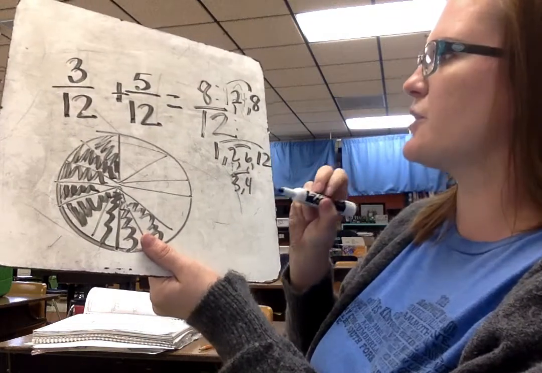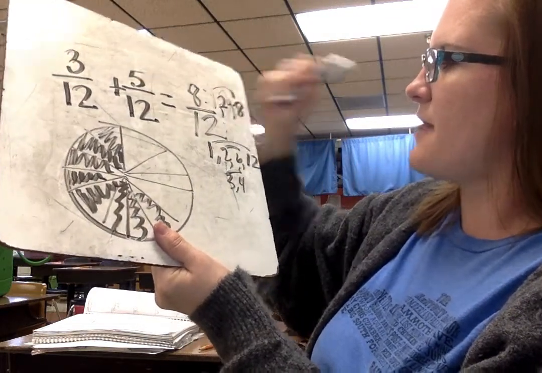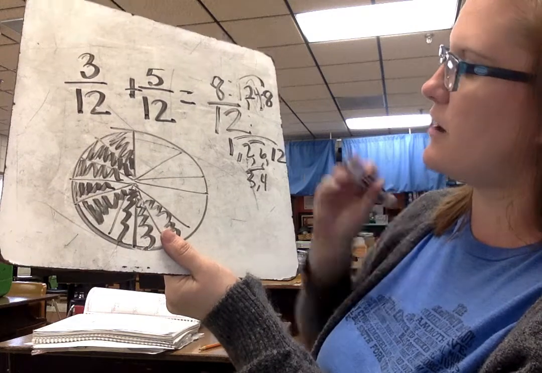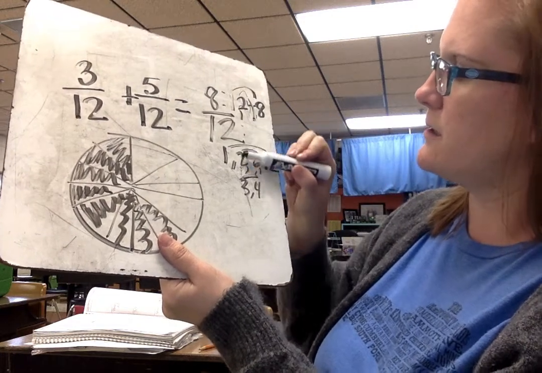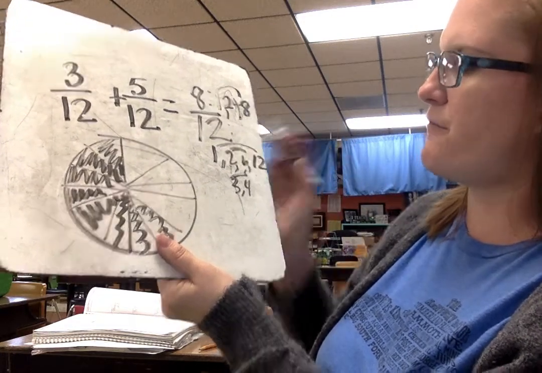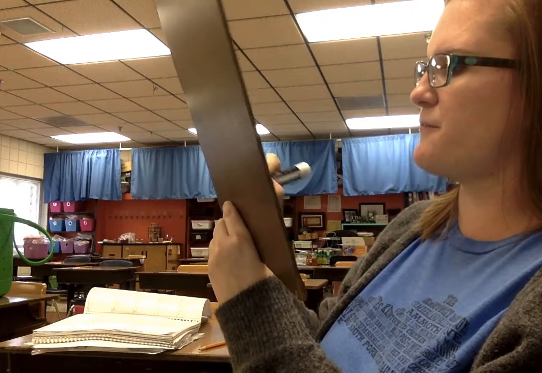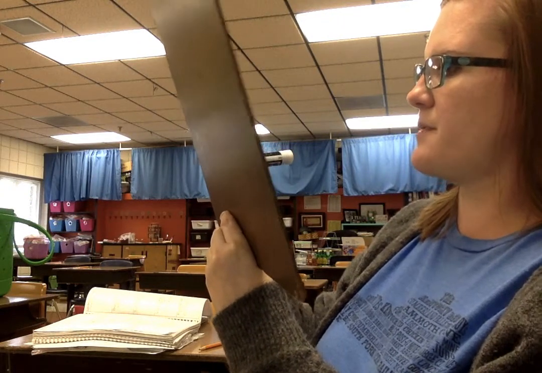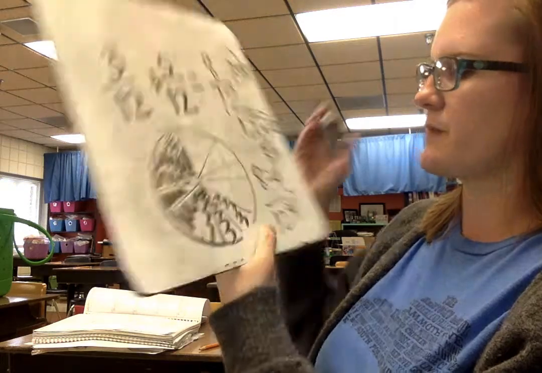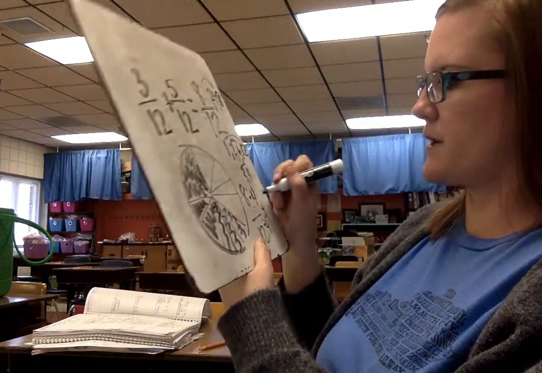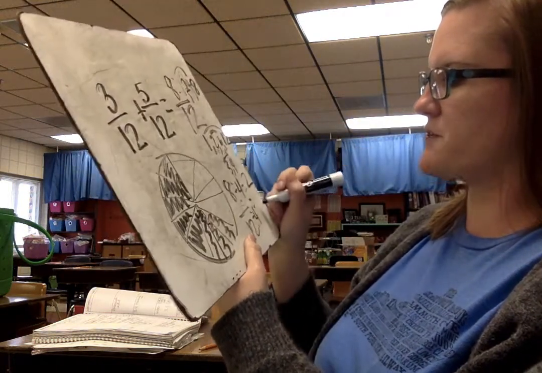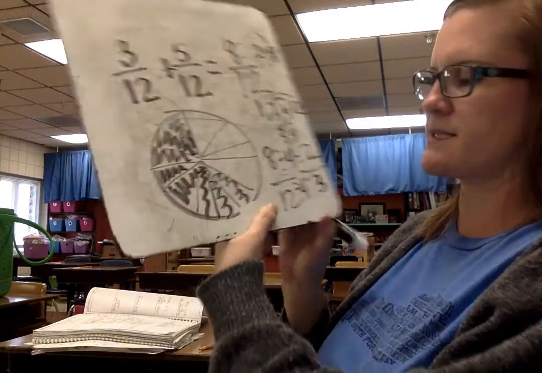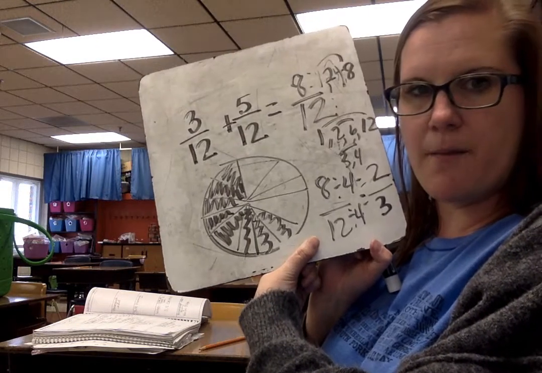All right, so if I look at these, I see the factor they have in common would be the 4. So I'm going to take the 4 and divide them both by 4. 8 divided by 4 would equal 2. 12 divided by 4 equals 3. So 2/3 would be my simplified fraction.